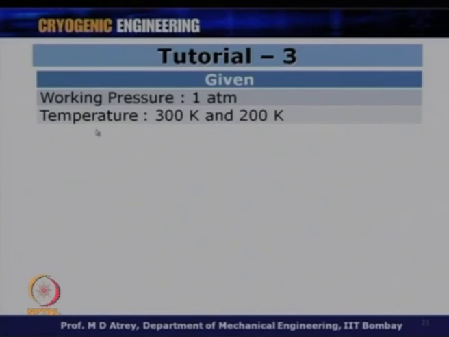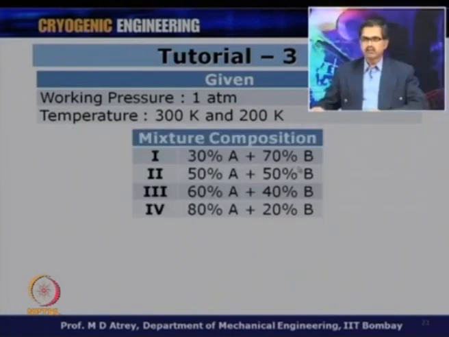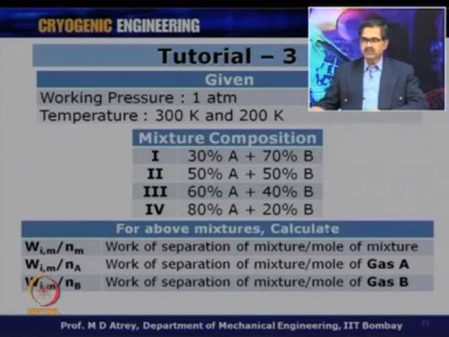So, working pressure is 1 atmosphere, temperature 300 Kelvin and 200 Kelvin. The mixture compositions are case 1, case 2, case 3, case 4. And for the above mixtures, calculate Wim by Nm, which is work of separation of mixture per mole of mixture, Wim by Na, work of separation of mixture per mole of gas A, and Wim by Nb, which is work of separation of mixture per mole of gas B.